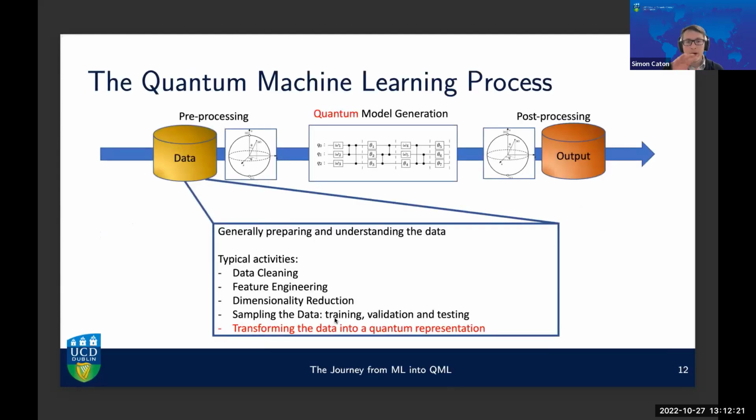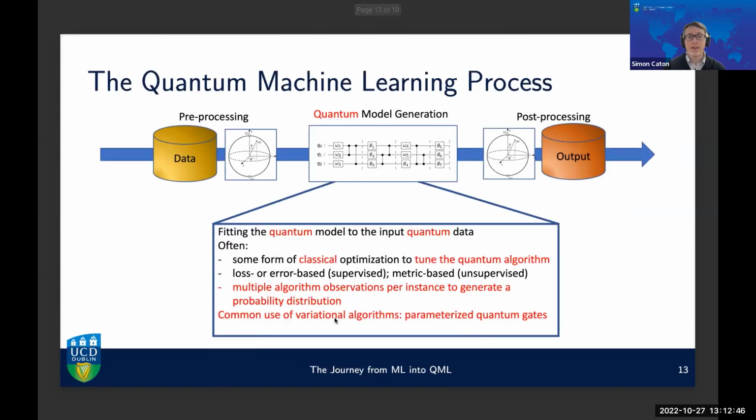Okay, what I've tried to do now is put the bits in red that have changed from what we saw last time. So in our pre-processing step, we now see there's one new point, which is this transformation from a classical representation of data into a quantum representation. This is actually a very, very hard problem, which we will come back to a little bit in a moment. After this, the bit in the middle, of course, is where you'd expect most of the change to occur. So we're trying to fit a quantum model to quantum data. This will typically be looking like a circuit, or the circuits that we saw on the previous slide.